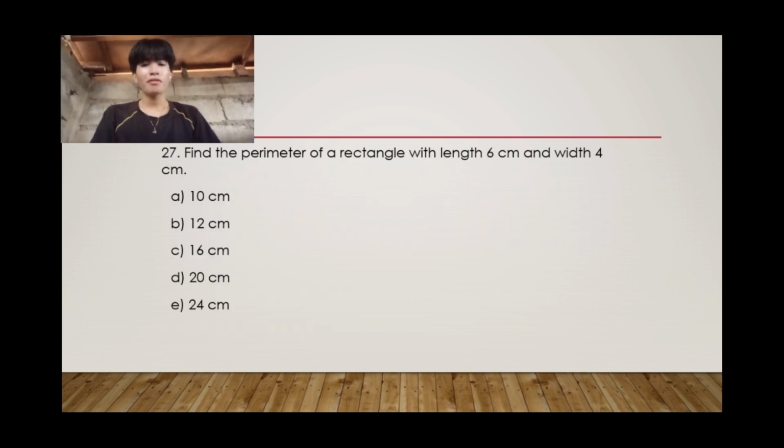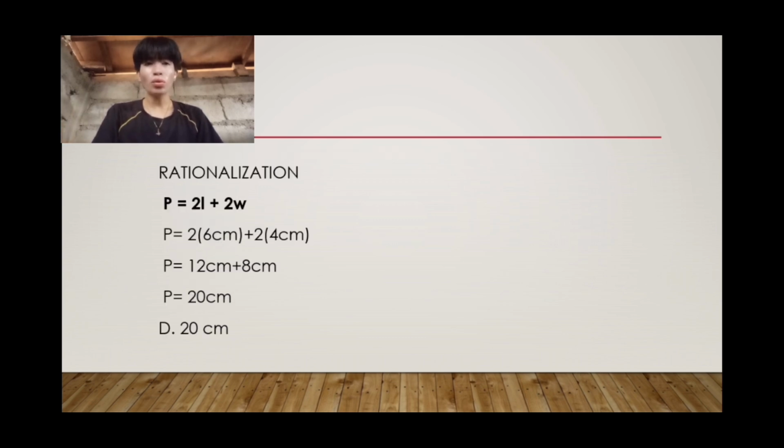Next, find the perimeter of a rectangle with length 6 centimeters and width 4 centimeters. As we all know, the formula in finding the perimeter of a rectangle is 2 length plus 2 width. So let's plug in: 2 times the quantity 6 centimeters, plus 2 times its width, which is 4 centimeters.